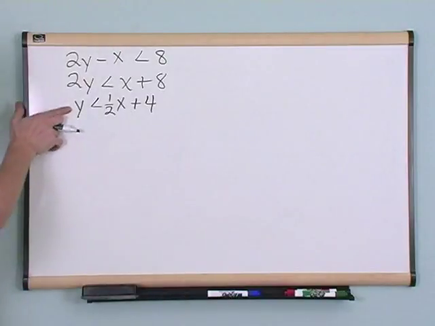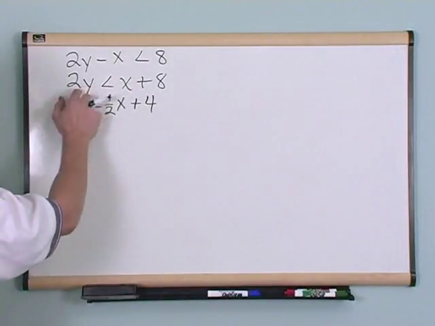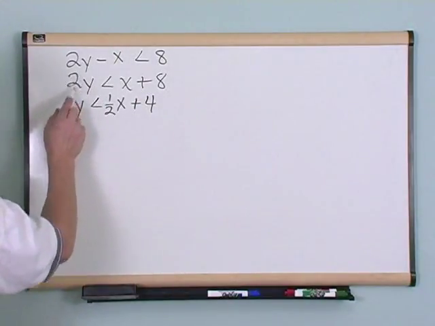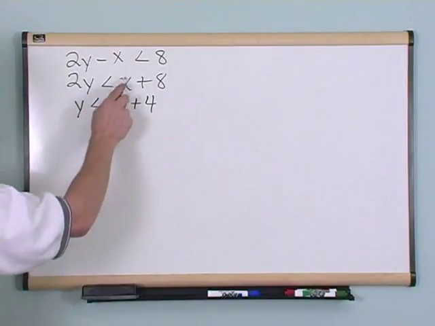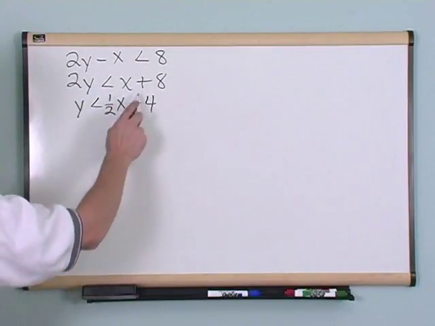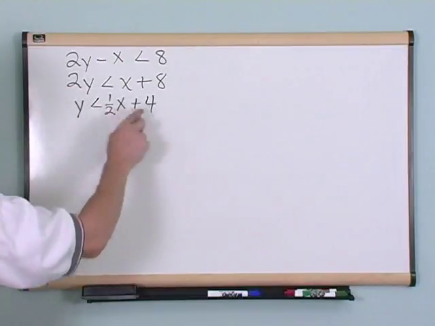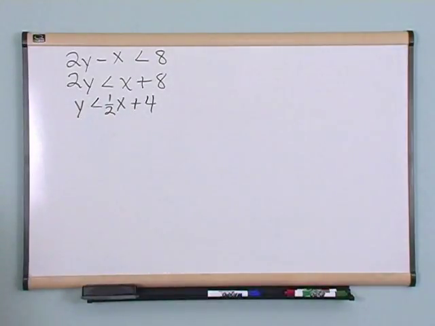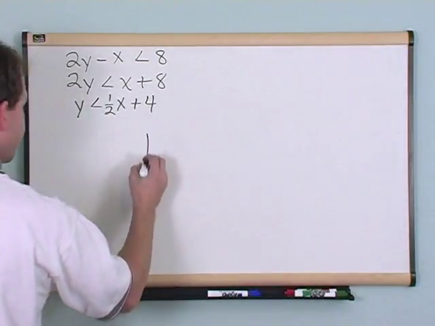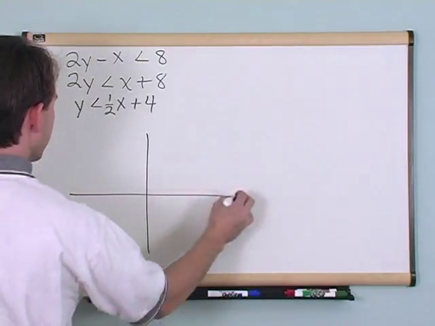And all I did to get from this step to this step is just divide both sides of this thing by 2. Of course, the 2 goes away on this side. Right in front of the x, I'll divide by 2, so I get 1/2. And then over here, 8 divided by 2 just gives me 4. Like that. Next step is, go ahead and graph it just like it were a line.